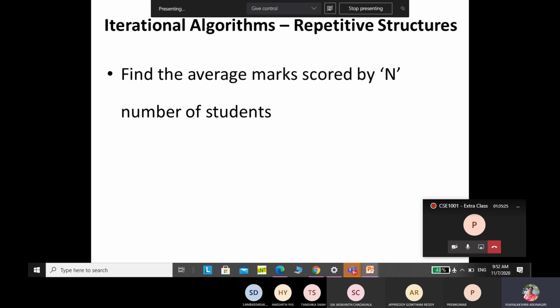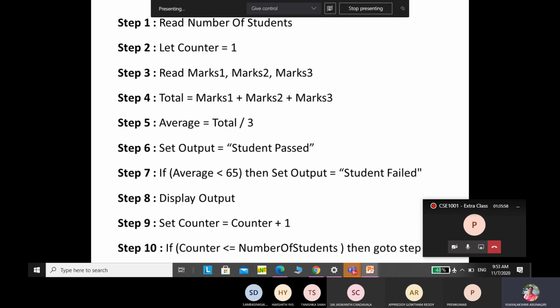Now, the same thing you have to do for n number of students. I have to find the average marks for n number of students. That means for each student I have to take the 3 marks, add them, calculate the total, and display the result for one student. Again, I have to repeat for the second student, third student. So the same steps I have to repeat for n number of students. If certain steps are going to be repeated many times, then we have to choose the iterative process, which we call a looping process. Okay, see this algorithm.